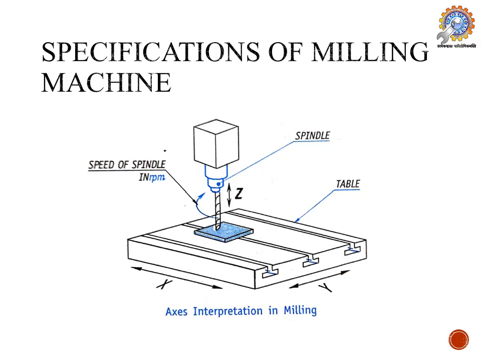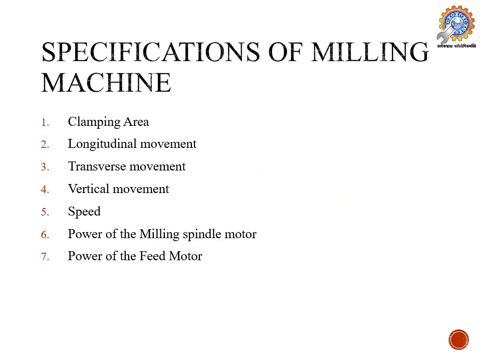Let us look into the specifications of a milling machine. What are the specifications? See, whenever we want to have a machine, we need to look into some factors, like how to place this machine, where to place this machine, what is the work limit of this machine, and to what capacity this machine can be worked. So the following specifications were mentioned: clamping area, longitudinal movement, transverse movement, vertical movement, speed, power of the milling spindle motor, and power of the feed motor.